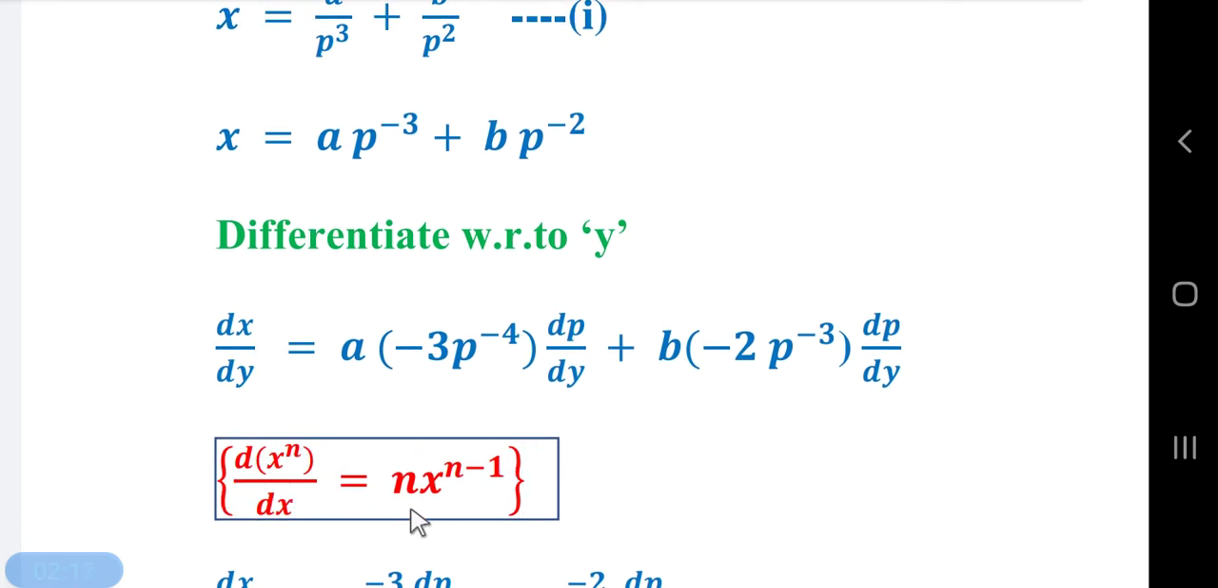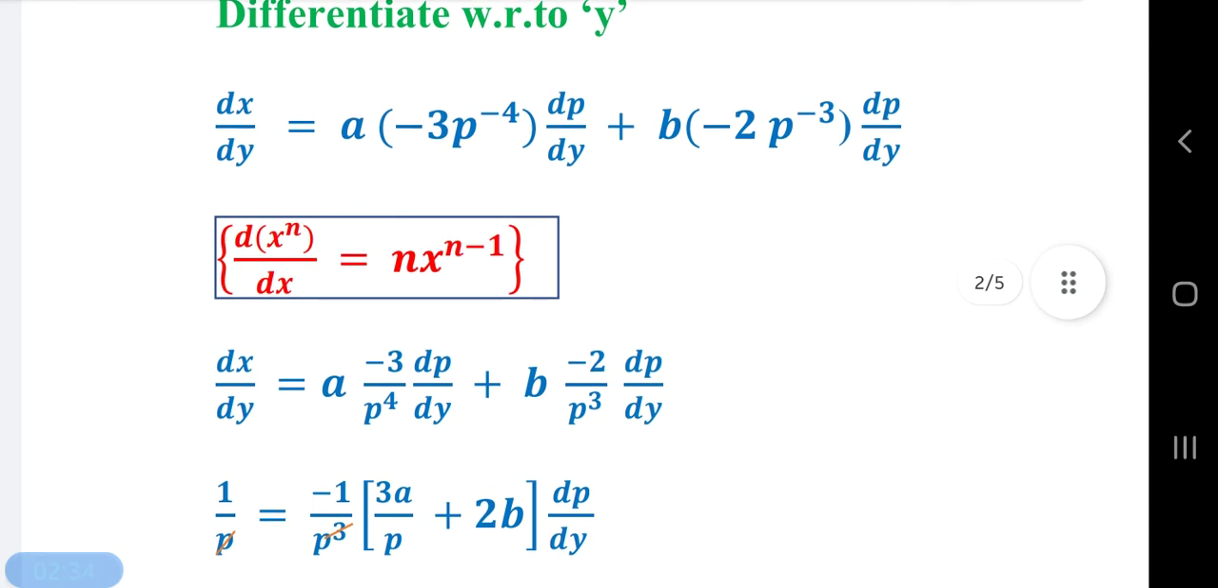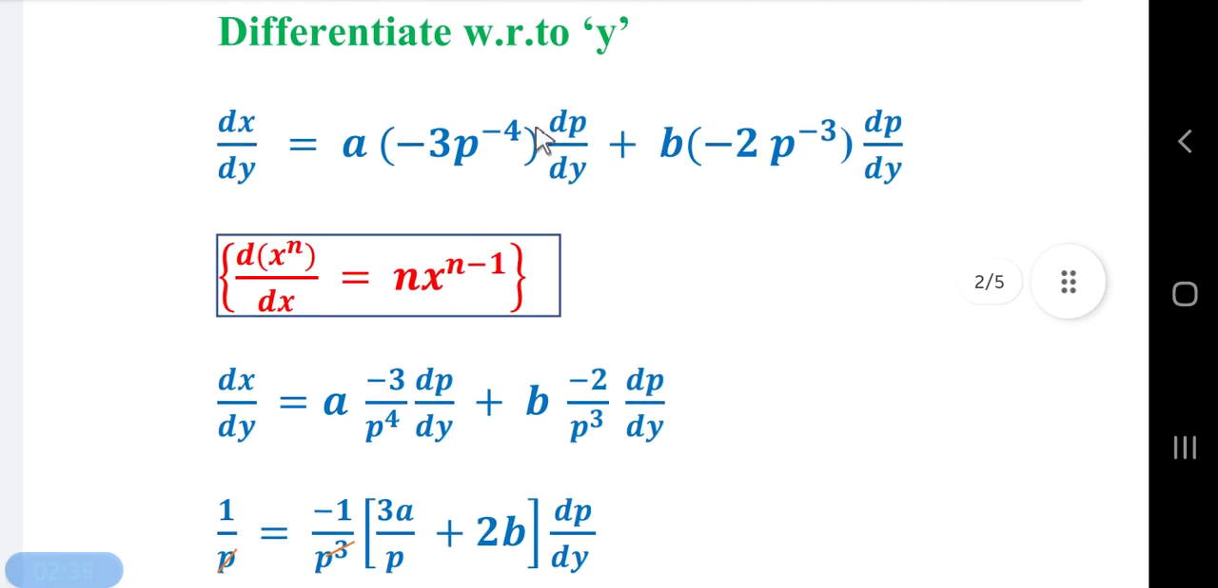Remember this formula to differentiate. Derivative of x power n becomes n x power n minus 1. Similarly, b is a constant, and the derivative of p power minus 2 is minus 2 p power minus 3 dp by dy. Now writing p power minus 4 in the denominator, we will have a into minus 3 by p power 4, and this p power minus 3 becomes 1 by p power 3.